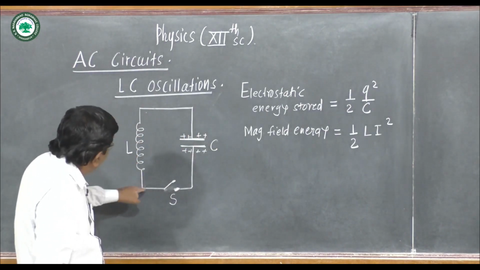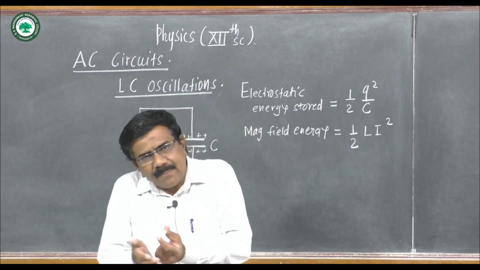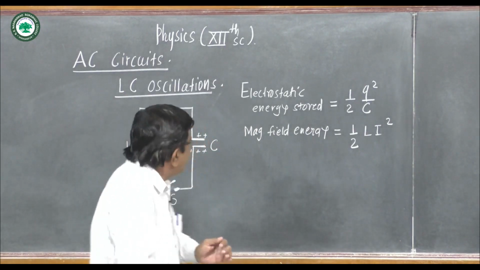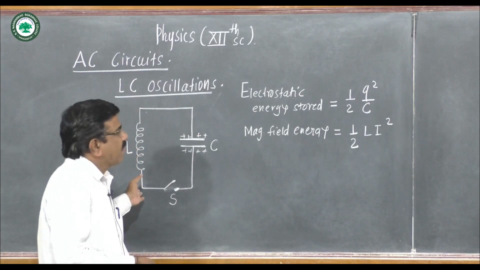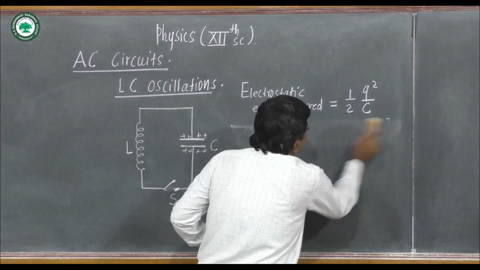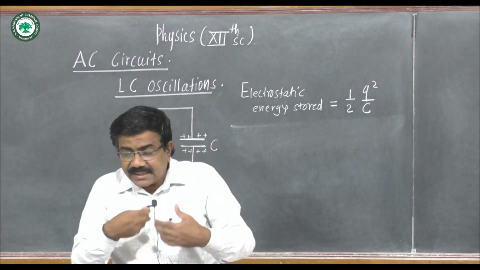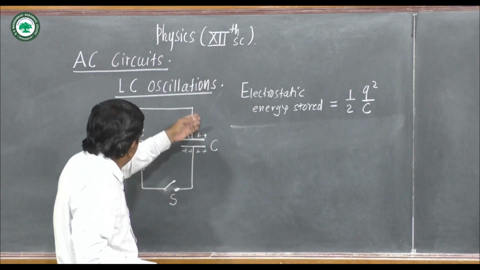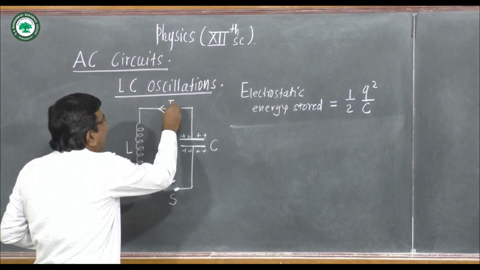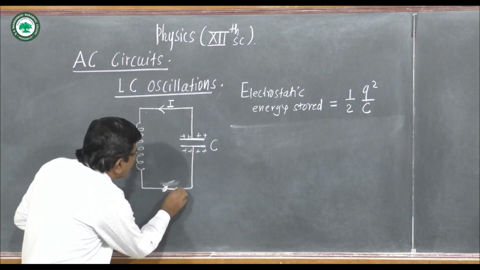When the capacitor is fully charged, or completely charged, and it is connected to the inductor L, and this switch S is made on, the charge is transferred to the inductor. When the capacitor is fully charged, the electrostatic energy stored is 1/2 Q square by C. When it is connected to the inductor, the current I flows through the circuit when this key is closed.